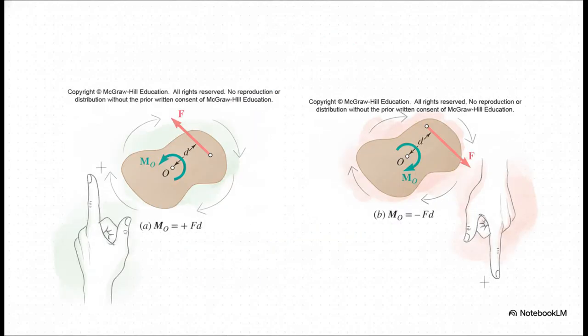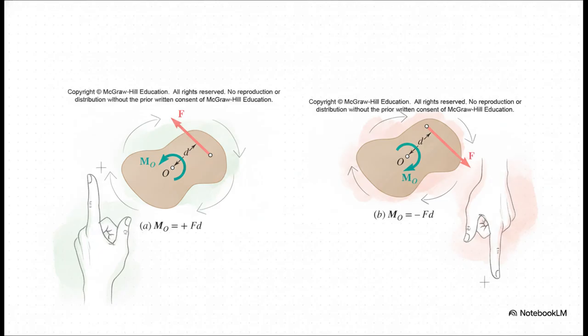And engineers have a very strict convention for this. If a force causes a counterclockwise rotation, that gives us a positive moment. Your right thumb points straight out toward you. But if a force causes a clockwise rotation, that's a negative moment, and your thumb points away from you, diving right into the surface.